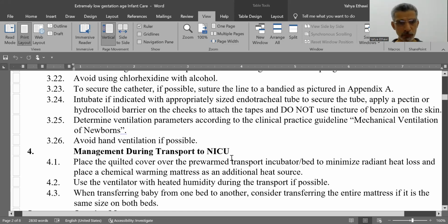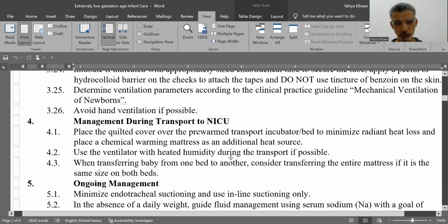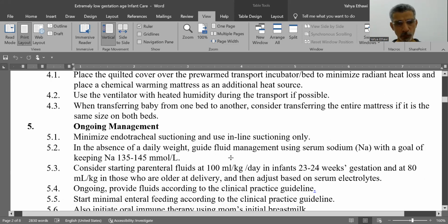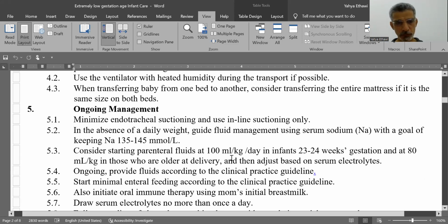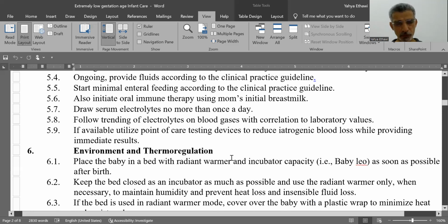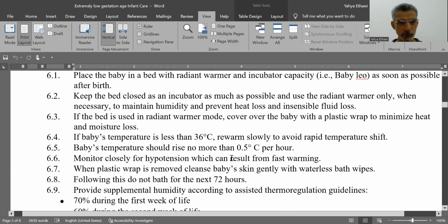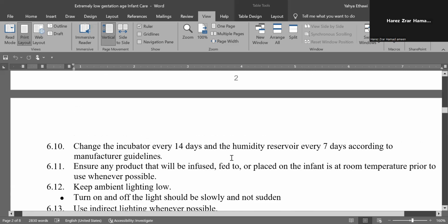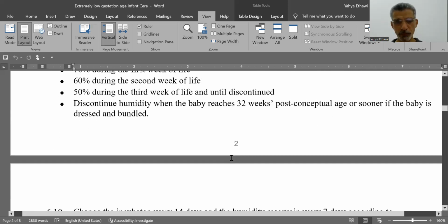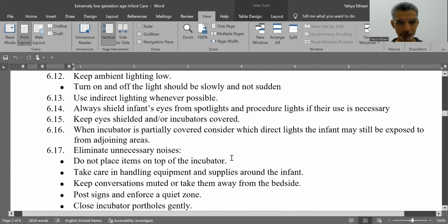Then we have the management during transport. So what we do for the baby during transport. You can see we didn't talk about the actual management, like what we will do in the labor room, because we will have a resuscitation of a baby. But here, just some guidelines on how to be ready. So what exactly we need to do during transport, and how we continue the management, and then the ongoing management, and how to control the temperature of the incubator, and how we increase the temperature, and then how we decrease it as the baby's life goes on.